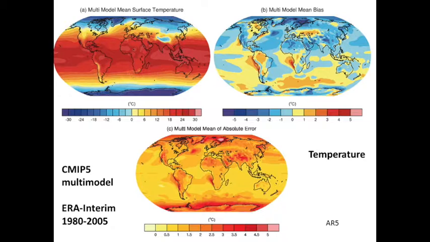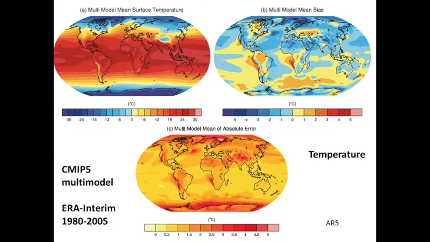Okay, so this is from the multimodel. What is multimodel? It is an average of all models of the CMIP5. And here is the bias, the difference between the model results and ERA-Interim. ERA-Interim is a reanalysis data set.